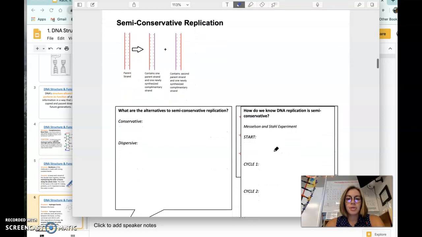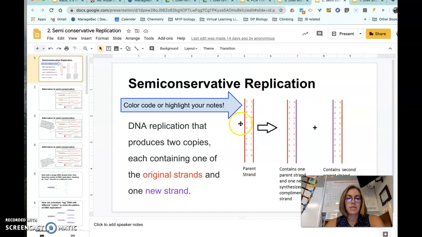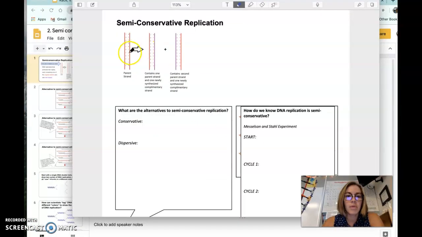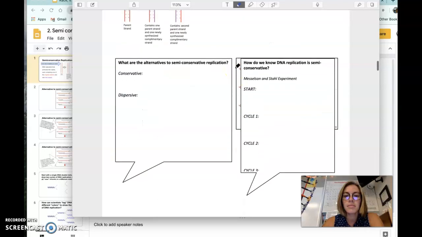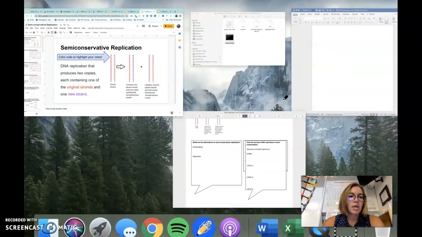Where we're moving on to in your notes packet now is semi-conservative replication. So I'm going to come to the second PowerPoint and semi-conservative replication. If your notes are not color coded, please color code them. And if yours are also with the boxes over the top like this, you may want to move those. It'll make it a little easier.